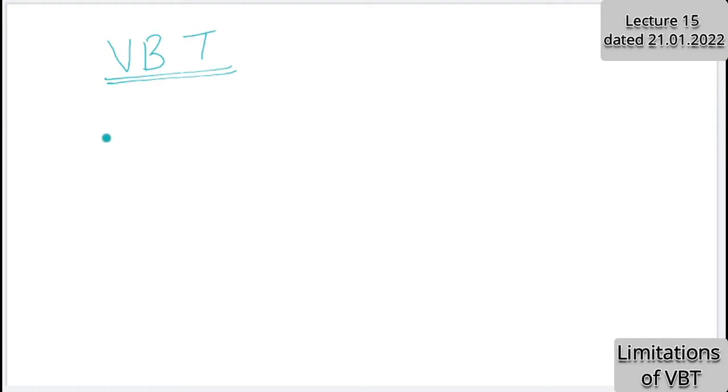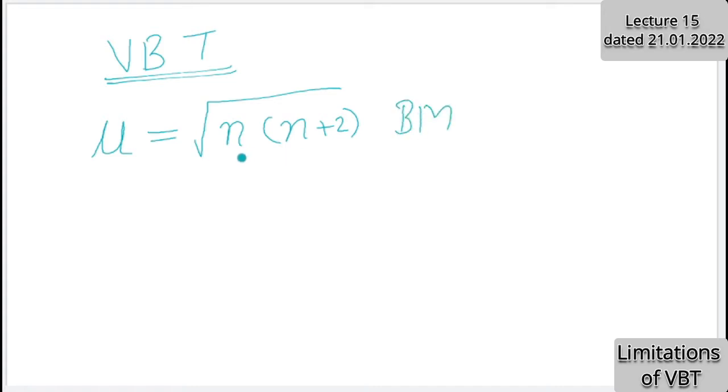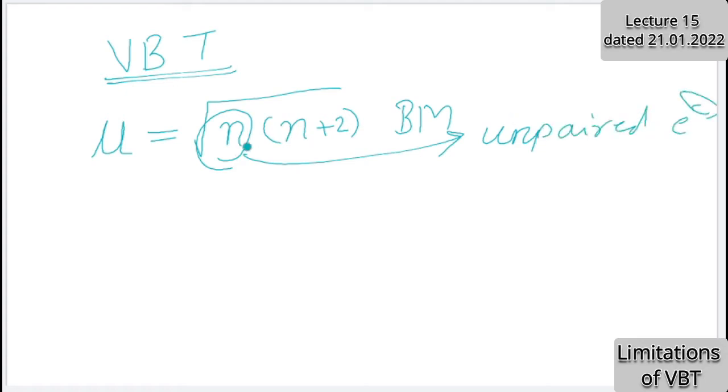I want to know how many of you know the formula to calculate magnetic moment. Magnetic moment is equal to square root of n into n plus 2 Bohr magneton. Brilliant. What is n? n is the number of unpaired electrons. If you know that number from the electronic configuration, you can find the magnetic moment.